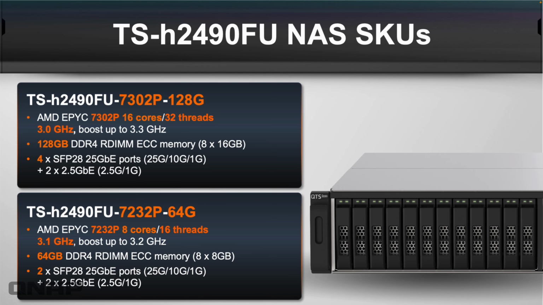So if we jump straight into the two different options we've got here, we've got this available as a 128 gig and 64 gig version. The 128 gig model comes with 16 cores, 32 threads, and you've also got options for an 8 core, 16 thread version. The top one with the 128 gig and the faster CPU does also come with four 25 gig ports out of the box, whereas the one at the bottom only comes with 2. You can always add more if you need to.